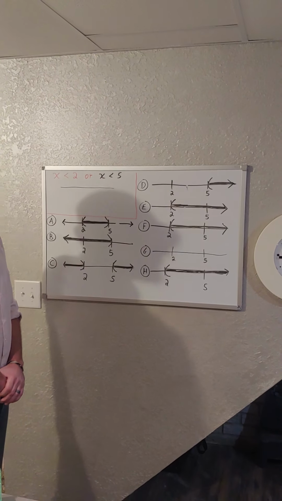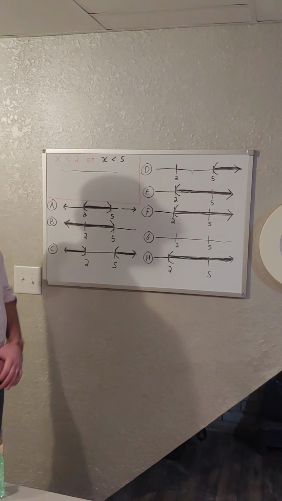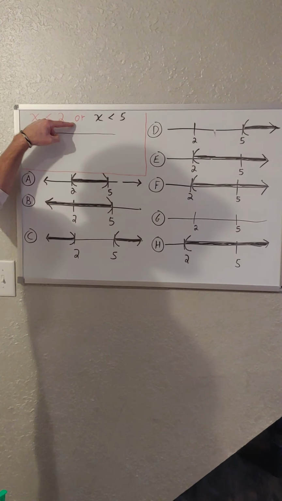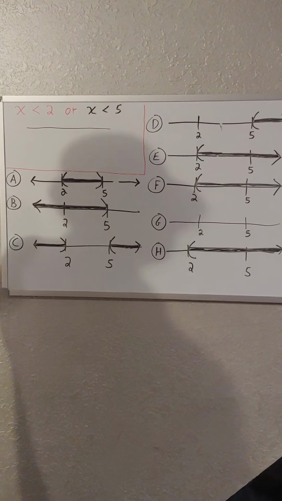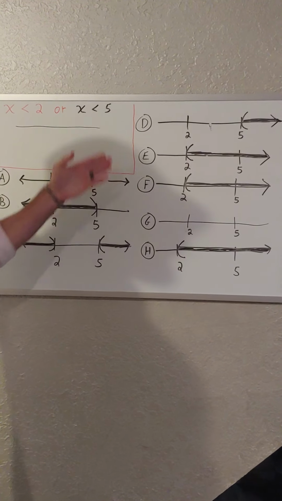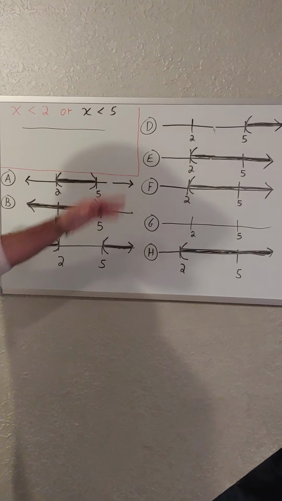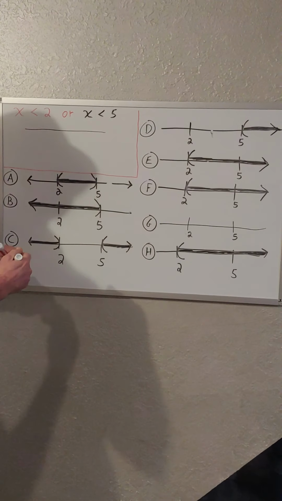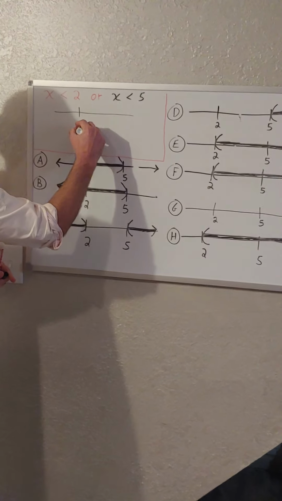Alright, today we're going to be dealing with union. Sometimes this is a U, or they'll put the word or. In this example, we've got some choices to look between. The first thing we want to do is plot a number line.